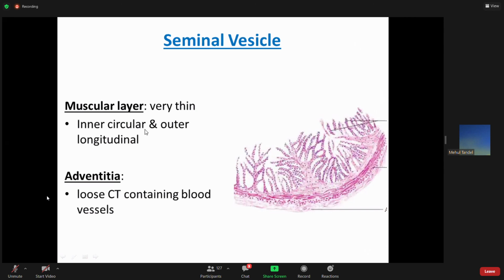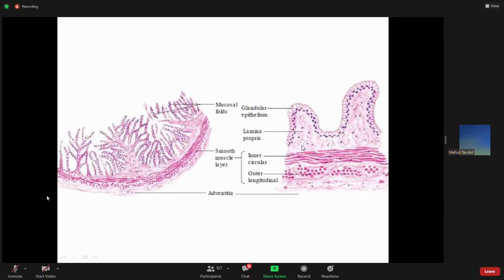Okay, muscle layer is very thin, inner circular and outer longitudinal, and adventitia same structure, loose connective tissue containing blood vessels. Okay, so branching mucosa, the branching and anastomosing, lined by pseudostratified columnar without cilia, and very thin muscle layer and adventitia. Here, so that is the structure of this seminal vesicle. आपको एक ही याद रखना है इसमें, ये mucosa is a branching and anastomosing form है. Clear? And the muscle is very thin, lined by pseudostratified columnar without cilia.